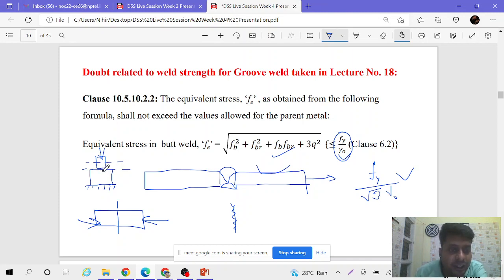Why will bearing come into picture? Because we define bearing like that: when two surfaces come in contact with each other and experience this compressive loading, then bearing will come into picture. Load will transfer from this block to this block through bearing. So that is what I am trying to explain here.